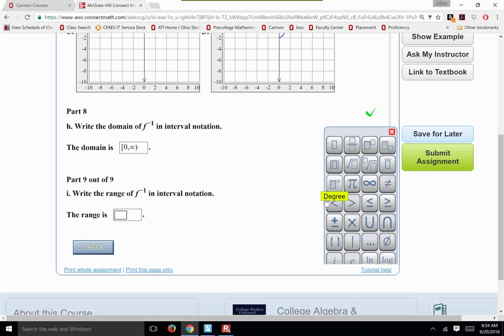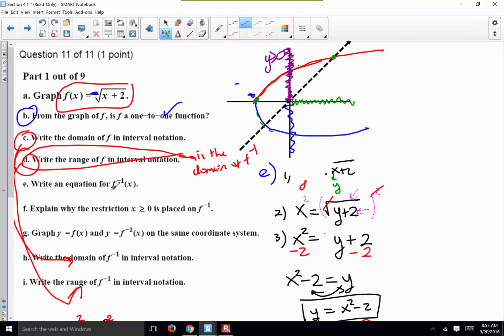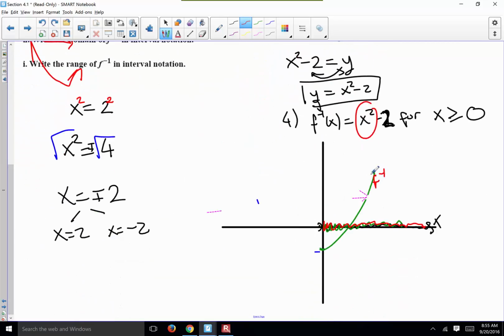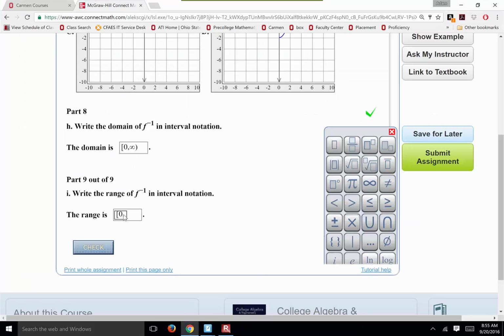Range is the domain of F inverse. Domain of F is, no, it was -2, right? Domain of F was -2 to infinity. Or you can check directly from the picture. The range of the green dot is this, -2 to infinity. It's not 0.